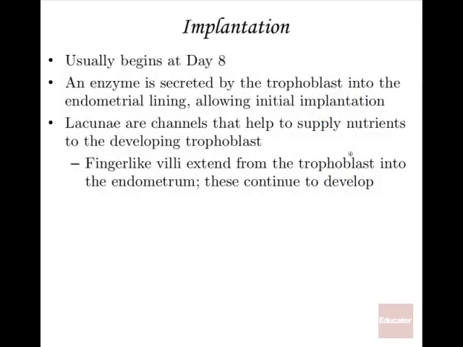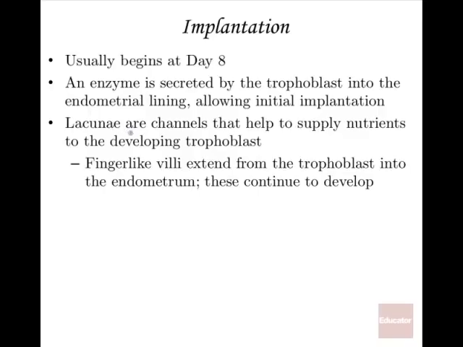Implantation. So now this blastocyst is going to implant itself in the endometrium of the uterus. And this usually begins at around day 8. It could be day 9, but day 8 usually. An enzyme is secreted by the trophoblast from that outer layer into the endometrial lining, allowing the initial implantation. So it can kind of penetrate those outer layers of the endometrium.